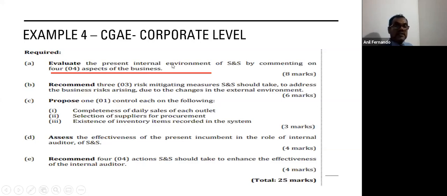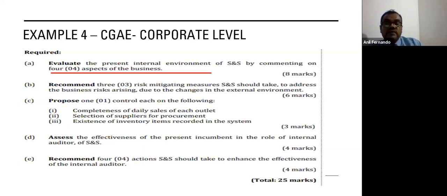If you carefully read this sentence, again, you must be able to notice something. Evaluate the present internal environment. You can evaluate, of course, good. By commenting on 4 aspects of the business, 4 aspects may be there, you are commenting. Actually, the action verb comment does not have a very clear meaning, what you are supposed to do. Commenting what? Simply commenting your opinion, commenting on what aspect is not there. Therefore, again, you have the liberty, but if you generally comment about its suitability, its applicability, validity, that would be all right, because it's a comment, right?